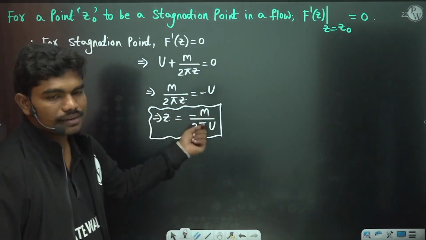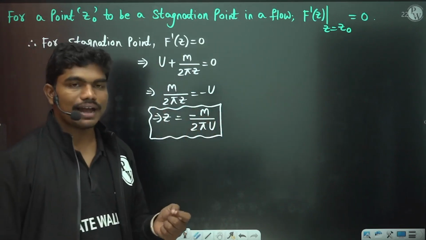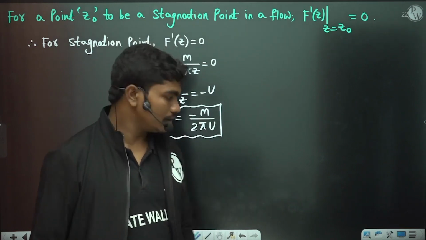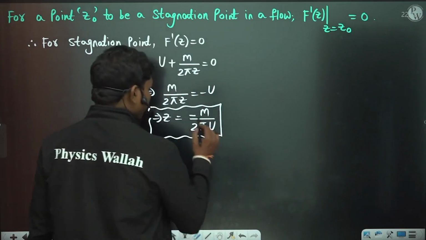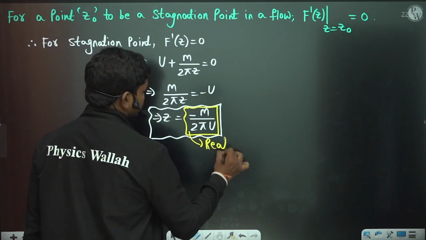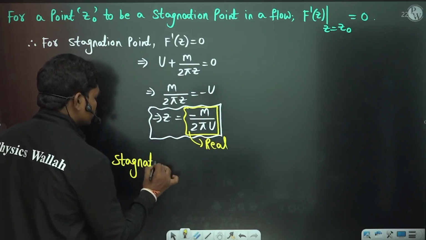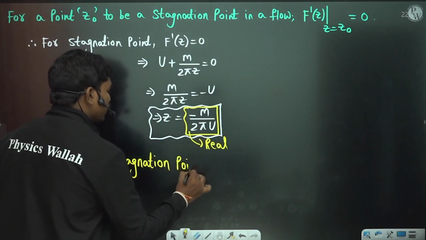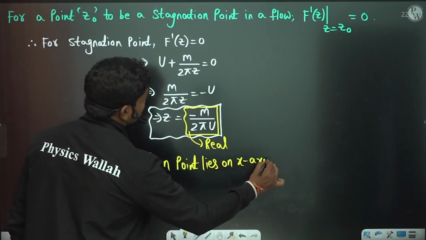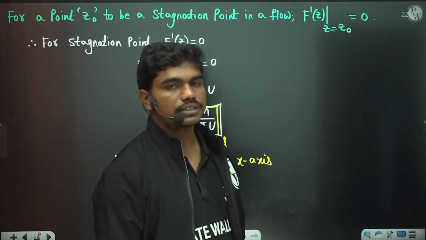If you solve this, it is a real number, of course, because the strength is a real number, velocity is a real number, and 2 pi is a constant. So z is equal to minus m by 2 pi u is the location of the stagnation point. Since this is real, the stagnation point lies on the x-axis. So this is one stagnation point for this particular situation.